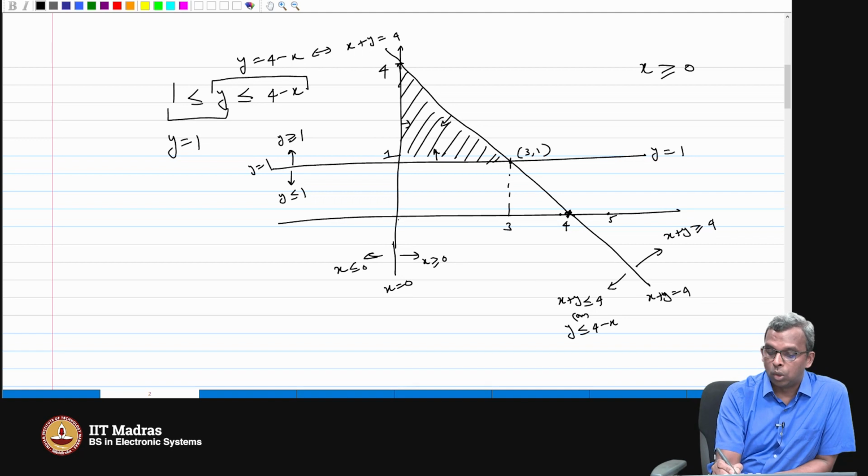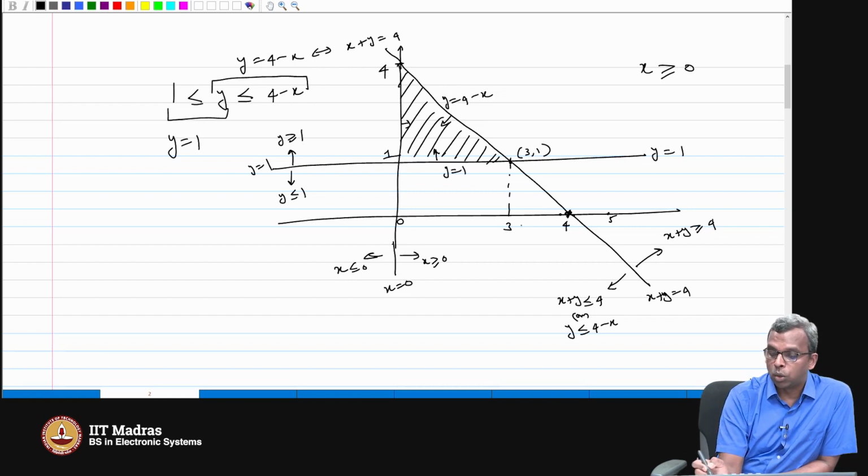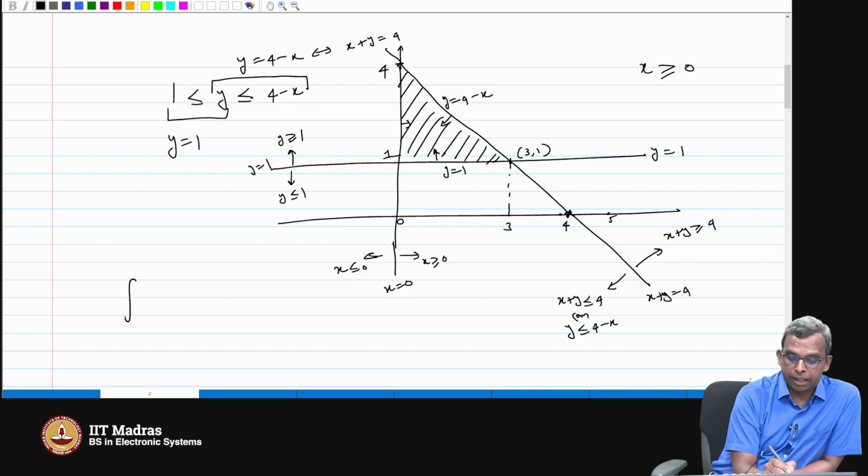Okay. So, I have to find the area between x plus y equals 4, or y equals 4 minus x, this is y equals 4 minus x, and y equals 1 from 0 to 3. Okay. So, this will be the integral 0 to 3 of 4 minus x minus 1 dx.